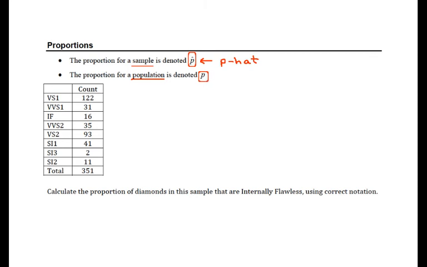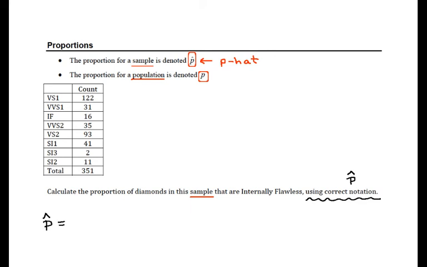In this case, we're talking about a sample of diamonds. So of course, when we write down this proportion, where it says to write it using correct notation, that means we need to determine whether we should be using p or p hat. So the correct notation in this case is p hat because we're talking about a sample. So I'm going to start with p hat equals, and then think about the details of calculating this proportion.